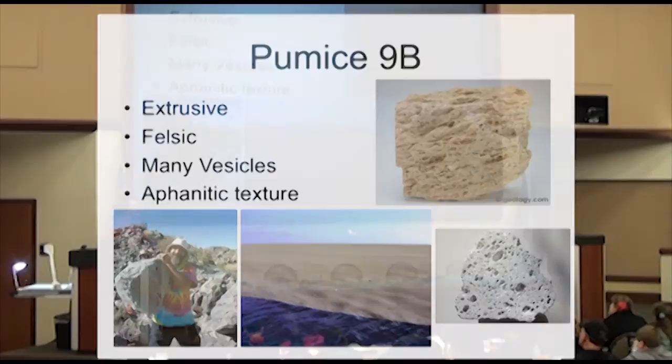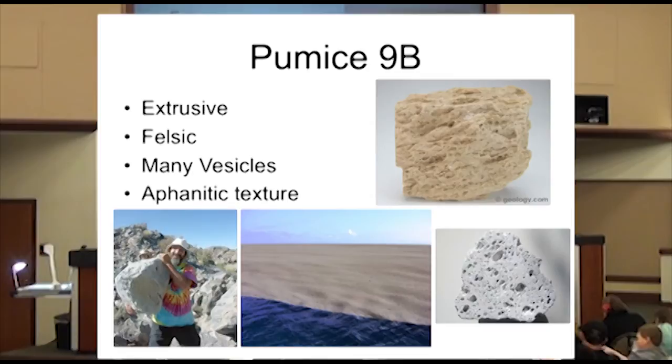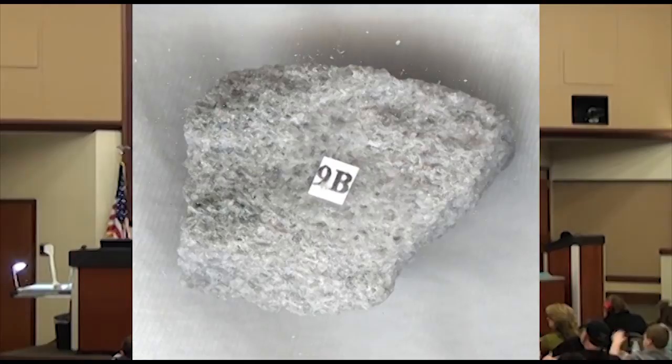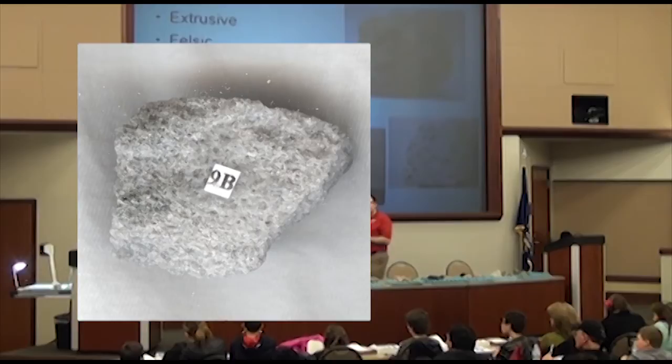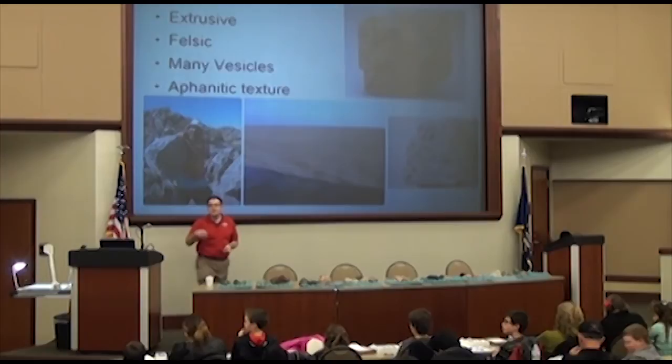Okay, so the next one that we're going to look at is pumice. It looks a lot like scoria, right? It's 9B. Can somebody tell me what color your pumice is? Gray. Yours is gray. How about yours? Gray. Anybody have one that's not gray? What color is yours? Brownish. Okay. But is it like a lightish brown? Okay. Gray and brown. Yours is whitish. Okay, that's a good one too.